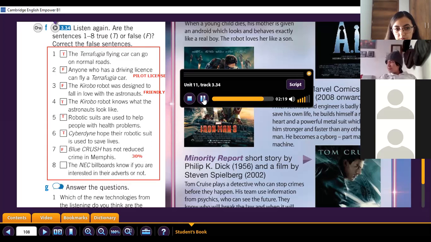The Japanese company NEC has invented billboards which are similar to the ones in Minority Report. The billboards know how old you are and if you are male or female. And when you look at one, it chooses an advert for something it thinks you will like. It also records how long you look at the advert and how close you stand. This measures your interest in the advert. The billboards are already used in train stations in Tokyo.